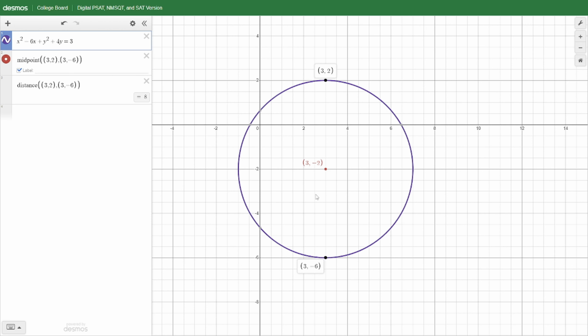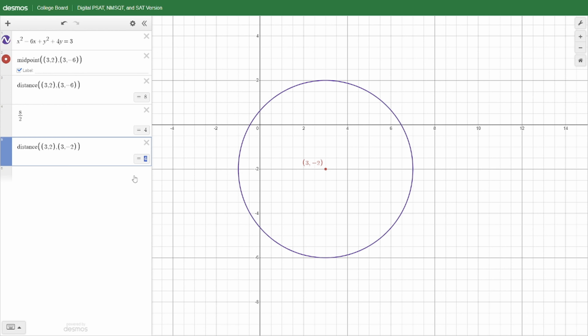And then we know that our radius is just the diameter divided by 2, so we do 8 divided by 2, and we get that our radius is 4. So that's how you find the center point, the diameter, and then the radius. But of course, if you wanted to, you could find the distance between this endpoint and the midpoint. So if you did distance, and then that, and then that, you would still get that the radius is 4.